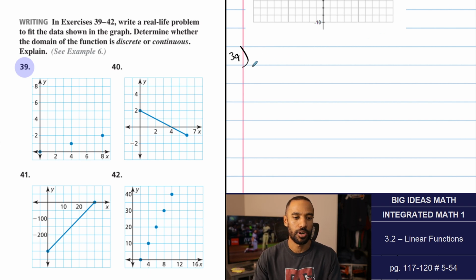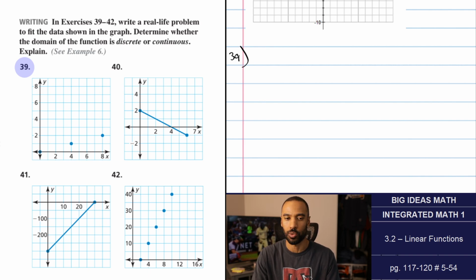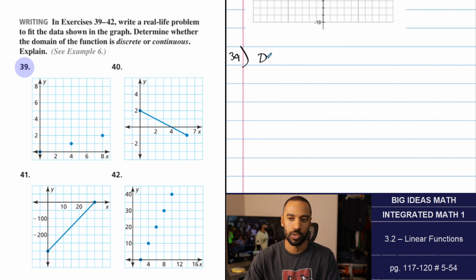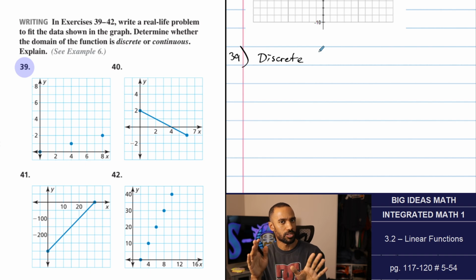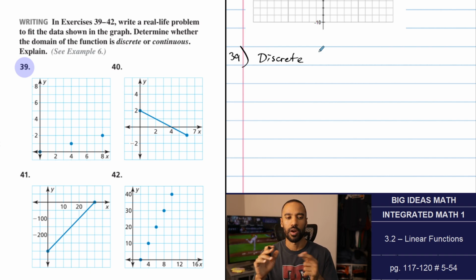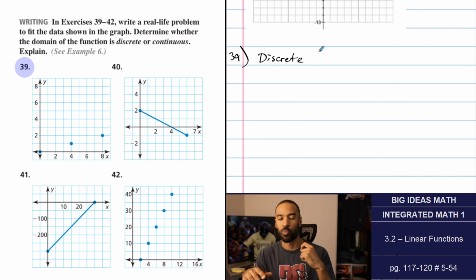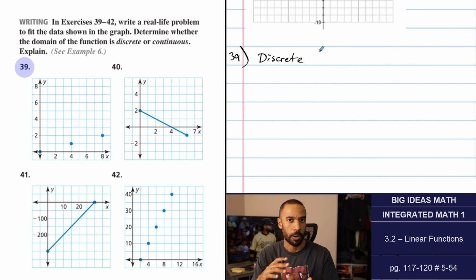So on number 39, we have this graph, which by the way is discrete. I don't know why they need me to explain. Is this the first time we're looking at discrete and continuous on a graph? If so, discrete means separated points. As far as discrete goes, we have to jump from 0 to 4 on something, and then from 4 to 8 on something as y increases by 1. So that's something I have to think about.